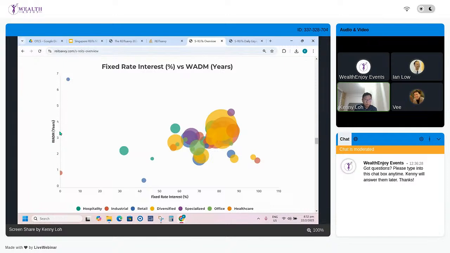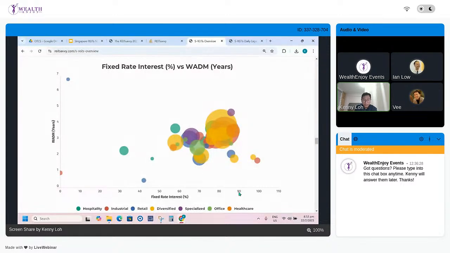So those REITs which have a lower debt maturity profile will probably benefit from a rate cut, but it also very much depends on what percentage of their debt is on a floating rate or a fixed rate. The higher the fixed rate, the less chance they have to refinance without a penalty.